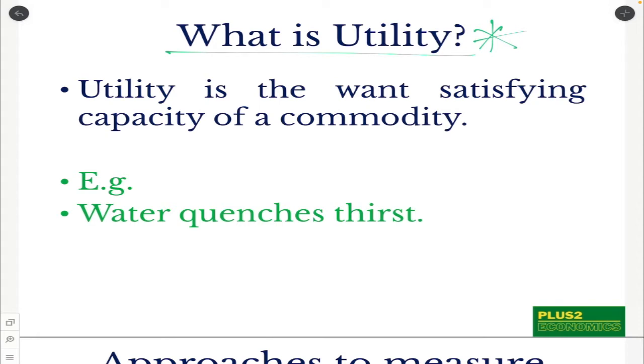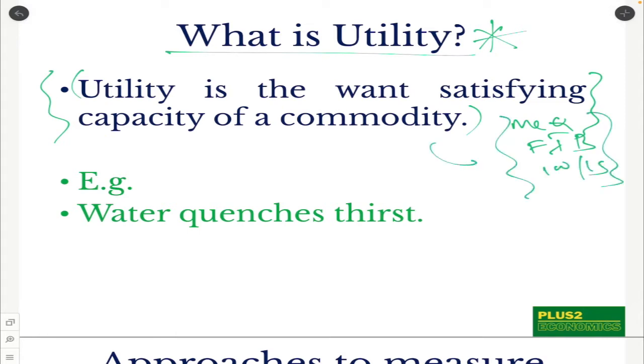So the answer for this is utility is the want satisfying capacity of a commodity. This is a very important definition and you can expect questions on this definition under MCQs or in the fill up the blanks or one word or one sentence questions also. You can expect this question in various forms, but the answer remains the same. Utility is the want satisfying capacity of a commodity. So this is the first definition that we have to know under the concept of utility.